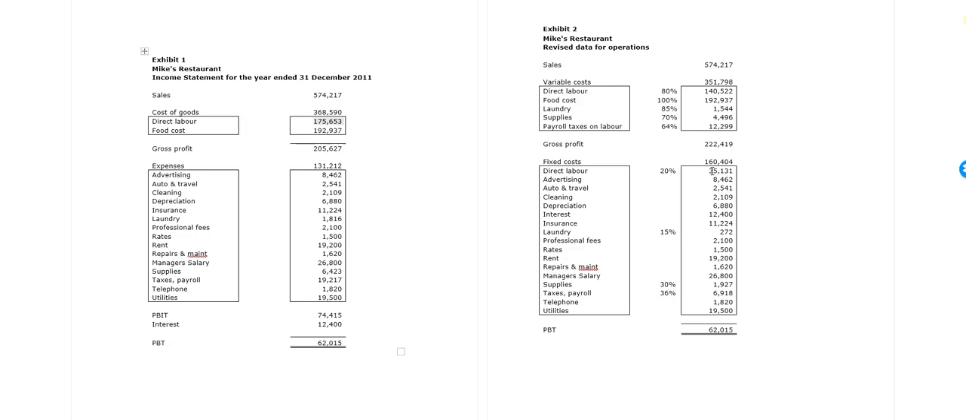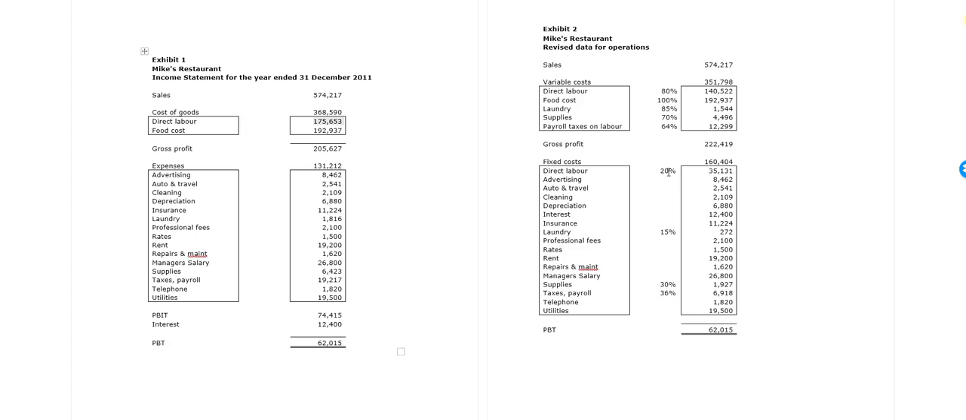Alright, so that's what Jake believes is the circumstances for this business, and therefore that is how he has split these costs. It makes sense that the entire food cost is variable. In other words, the more food that you produce, the more food you sell. And then these remaining percentages work in the same way. 85% of the laundry cost is a variable cost, and the remaining 15% is a fixed cost, and so on.